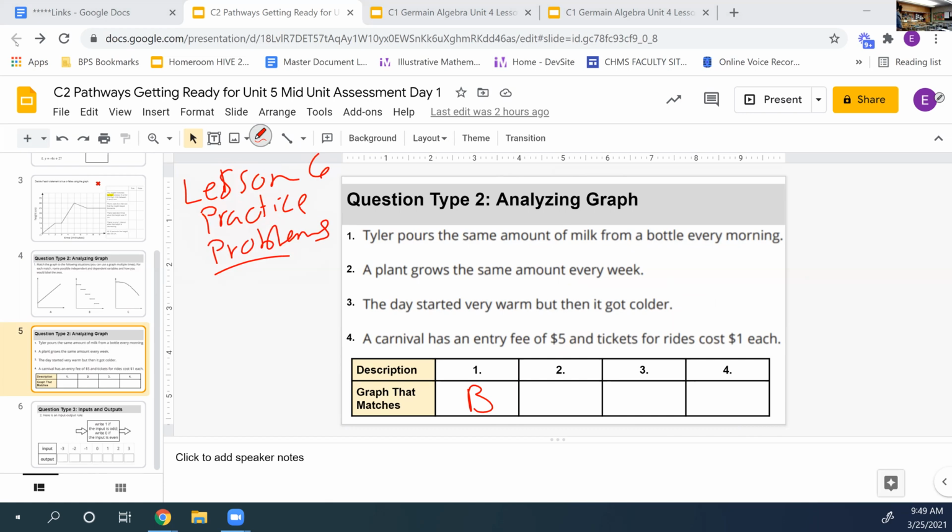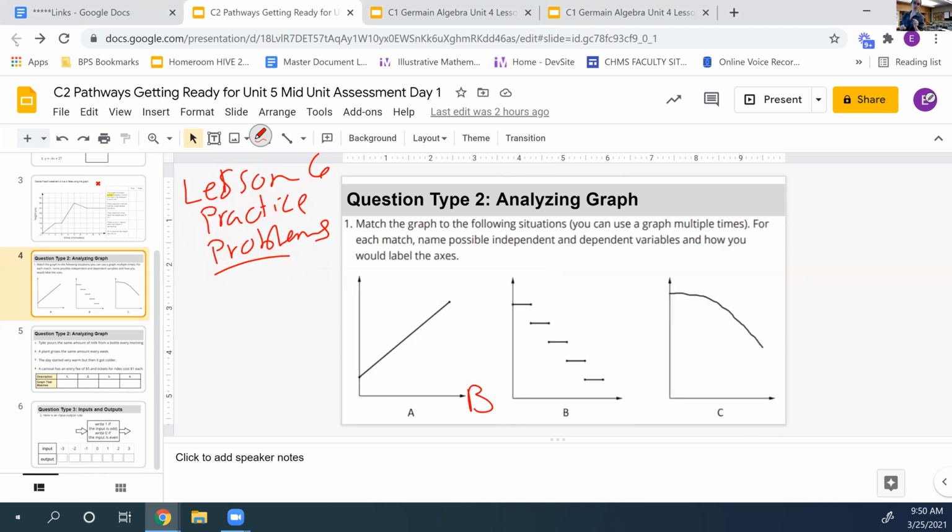So B. Now let's take a look at number 2. It says a plant grows at the same amount every week. Which one of these graphs shows a plant growing? Very good, Rashem. Very good, Melissa. Which one of these shows a plant growing at a constant rate of change?